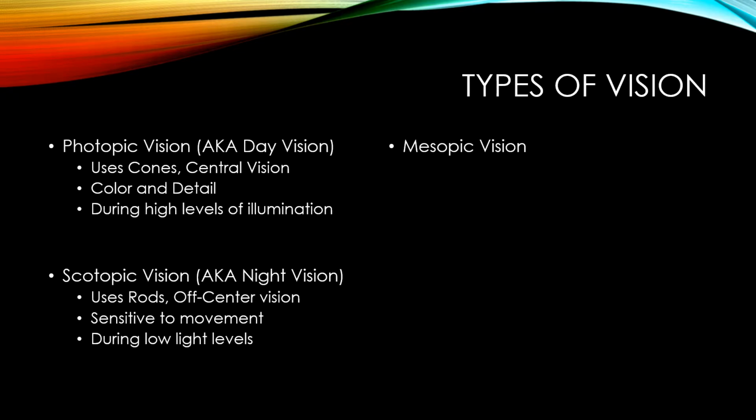Next is the scotopic vision, also known as night vision. This uses the rods and is more accurate whenever you're using off-center vision. They're usually a lot more sensitive to movement in exchange for color and detail. And it's usually used during low levels of light.